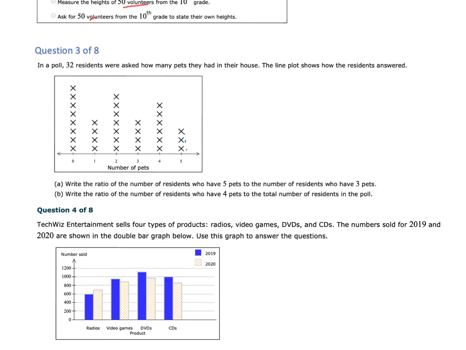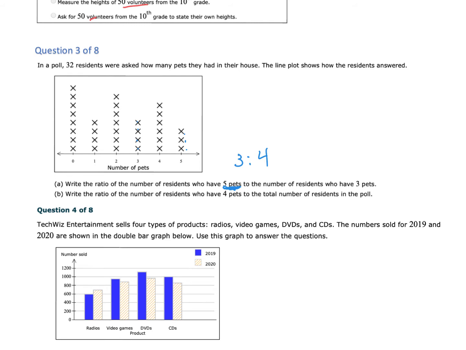Write the ratio of number of residents who have 5 pets. So we read left to right, we write left to right. The people with 5 pets, there's 3 of them. To the number of residents who have 3 pets. 1, 2, 3, 4 of them. So 3 to 4. We can't simplify that.